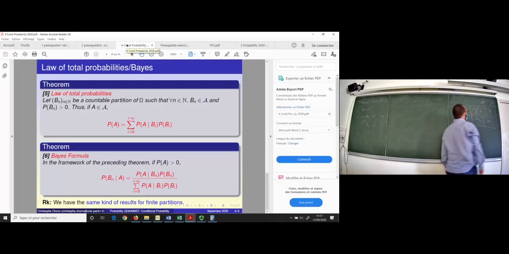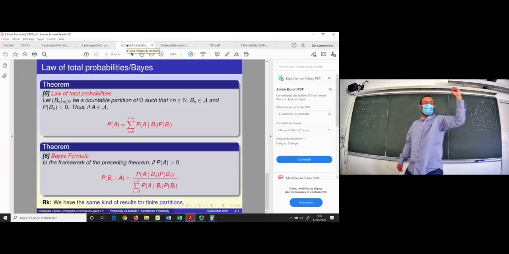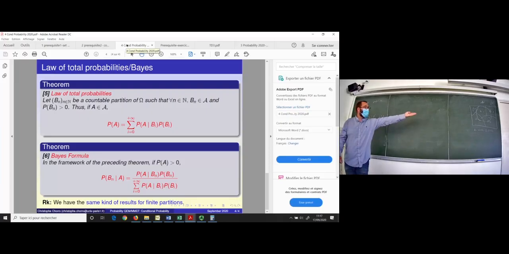Imagine that you have a set A here. That is what I have drawn here. It is possible to have a formula that expresses A in terms of intersection with the elements of my partition. So typically, A is equal to A intersection with B0, union A intersection with B1, and so on. And why do I have this? Because I have no overlap. That's why I have a disjoint union. And because I miss nobody, because I know that the union of all the elements of my partition is the universe itself. Okay? It's exactly this idea that we are going to use.